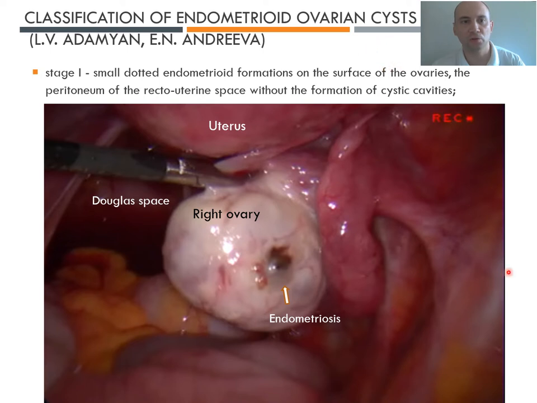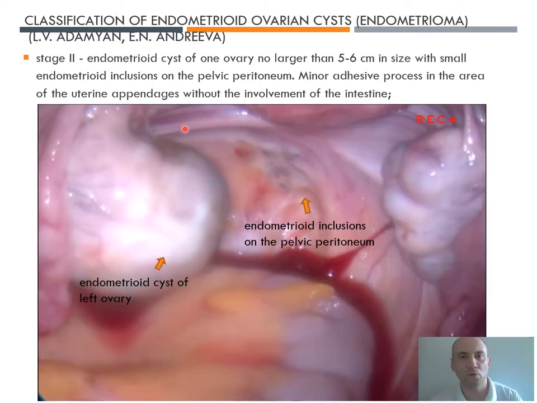Stage 1, small dotted endometrioid formations on the surface of the ovary, the peritoneum and the peritoneum of the rectouterine space without formation of cystic cavities. Stage 2, one ovary no larger than 5-6 cm in size with small endometrioid inclusions on the pelvic peritoneum. Minor adhesive process in the area of the uterine appendages without involvement of the intestine.